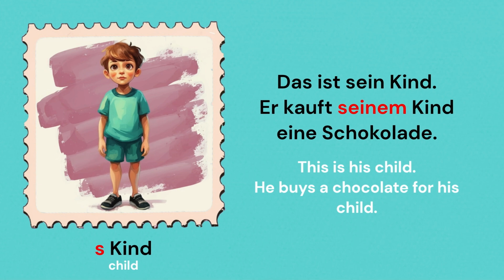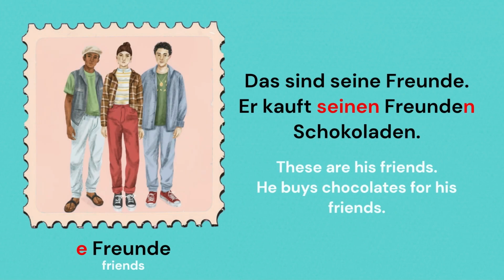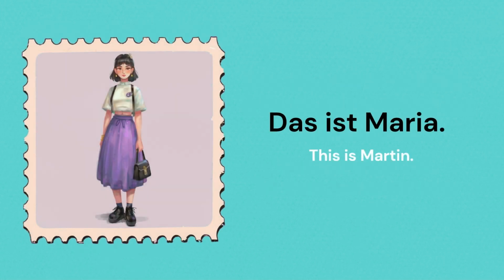Moving on to the plural form. Das sind seine Freunde. Kauft seinen Freunden Schokoladen. In Dativ, seine changes to seinen, and do remember that you add an N to the plural form of the noun. Let's move on to the next possessive pronoun.